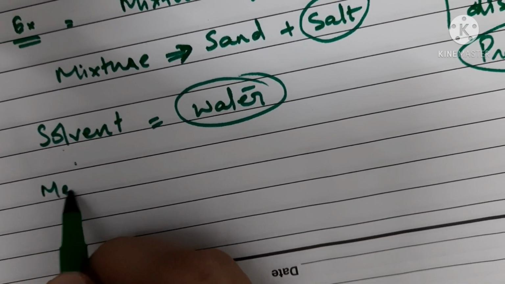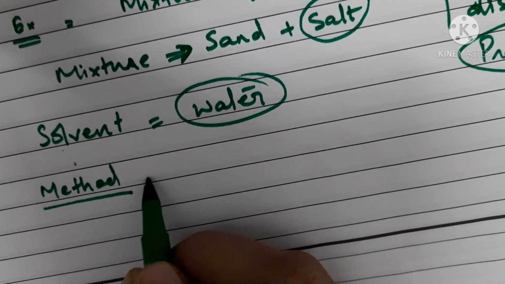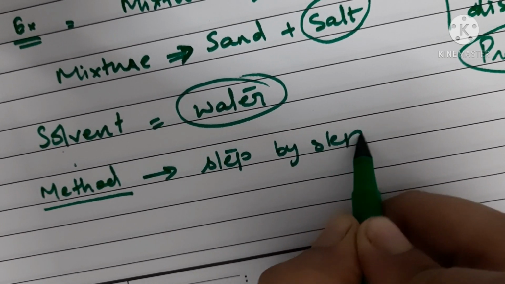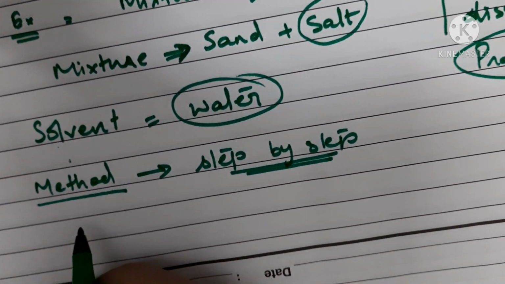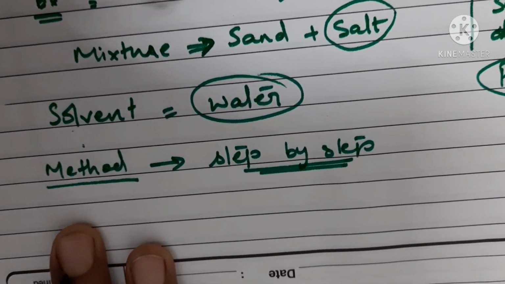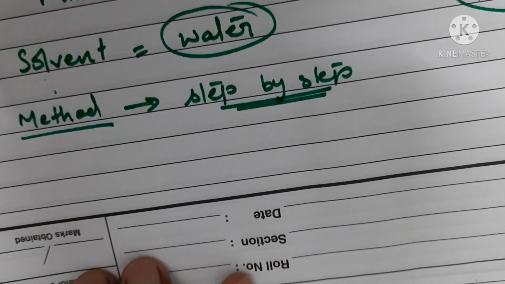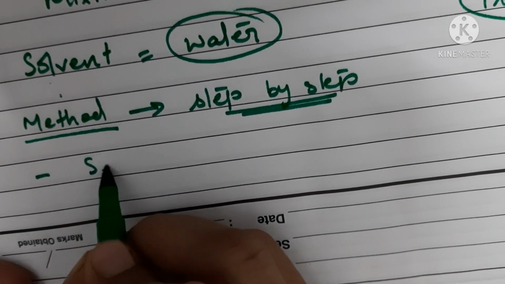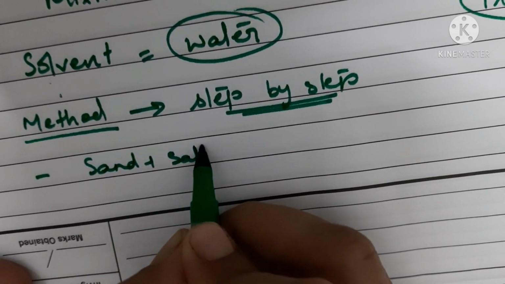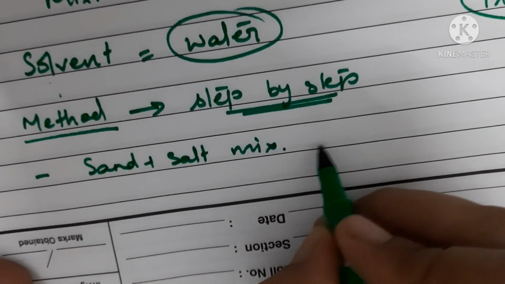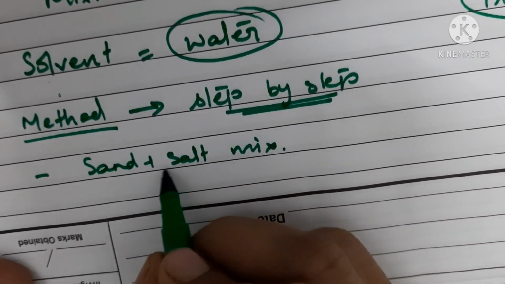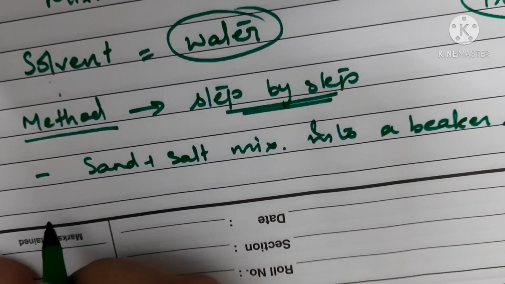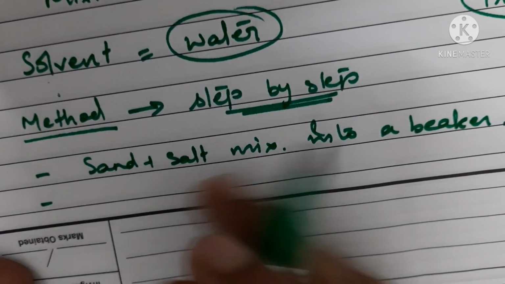For this we have to use this method in a step by step manner. How to take the steps? The very first step is that the sand plus salt mixture is to be taken into a beaker. Sand and salt mixture into a beaker, right? Then just put enough water into this beaker.